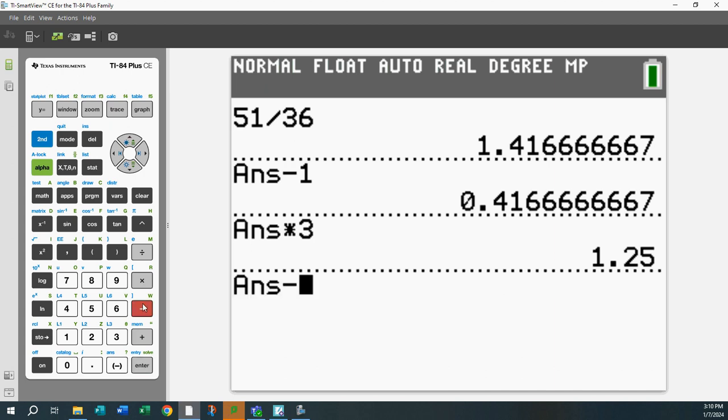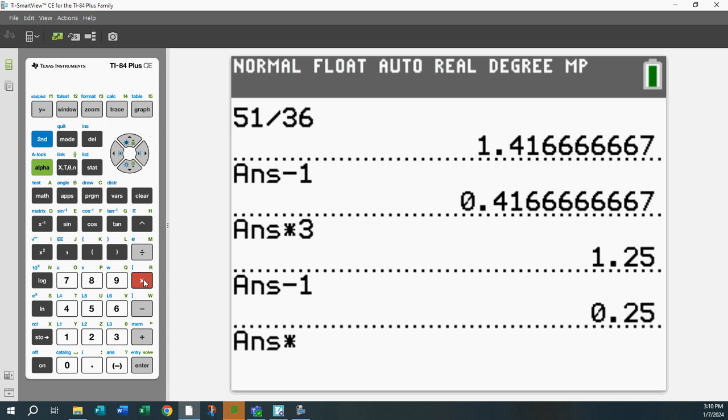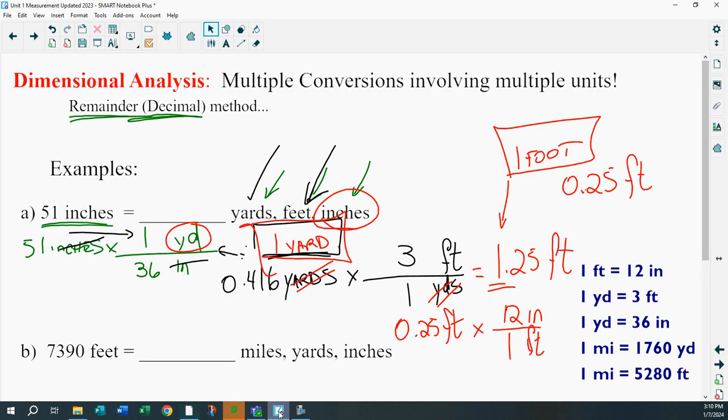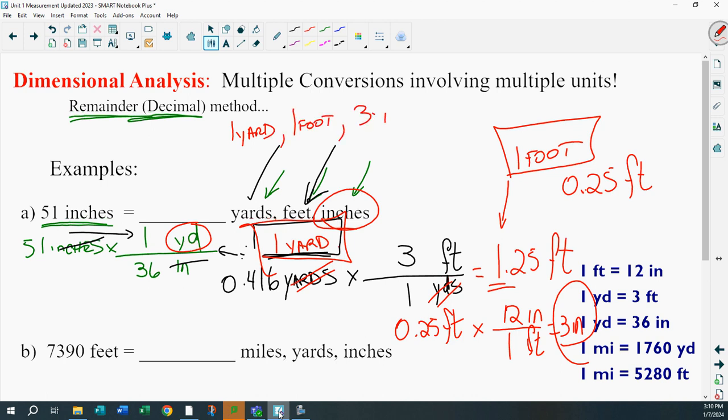Aha. Subtract out that 1. There's the 0.25 that's left. You're going to multiply this by 12. Check this out. You got 3 inches. Whoa, is that ever cool? So what do you have? Guess what? You have 1 yard, 1 foot, 3 inches. Isn't that wild?